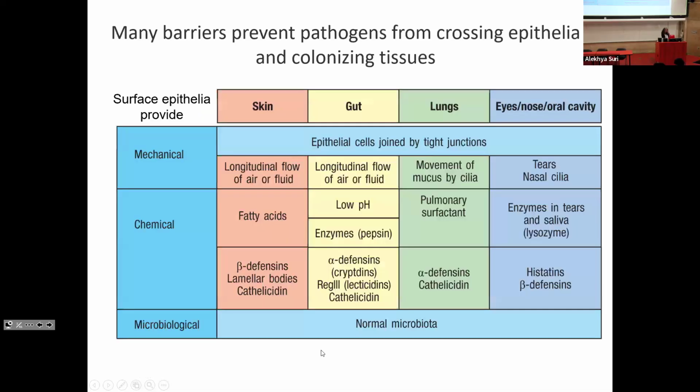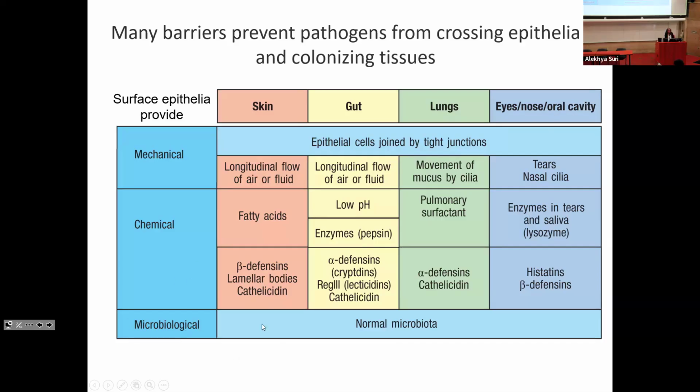So what are the physical barriers? Many barriers can prevent pathogens from crossing the epithelial layer and colonizing tissues. So we have the skin, gut, the lungs, eyes, nose, the oral cavity. There are mechanical barriers, which include these epithelial cells that form tight junctions and do not allow migration of these pathogens. And there's the airflow, the movement of the cilia, for example in the lungs, tears. All these are mechanical barriers that prevent the pathogen from attaching and establishing infection.